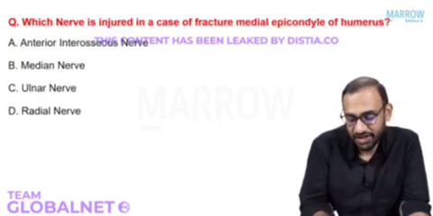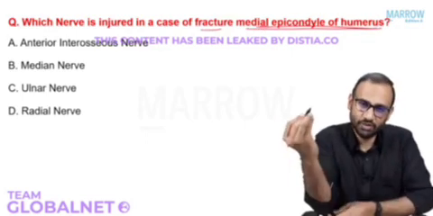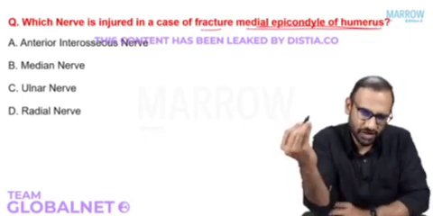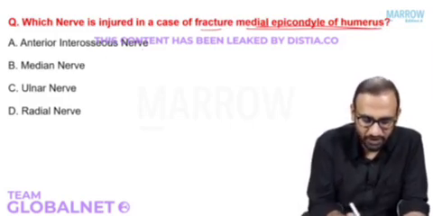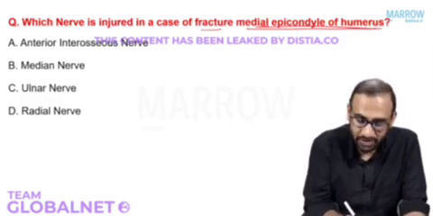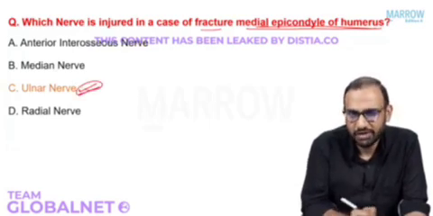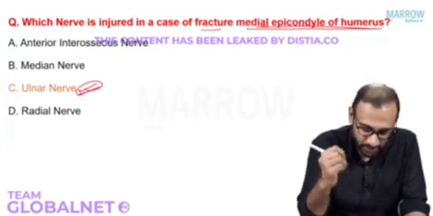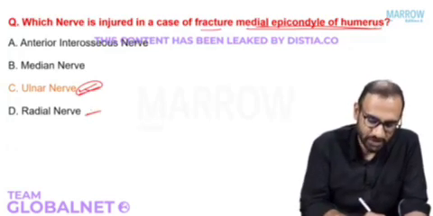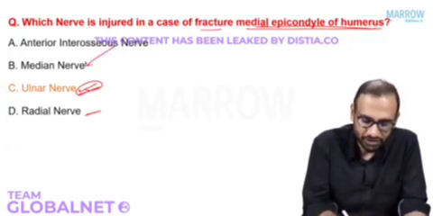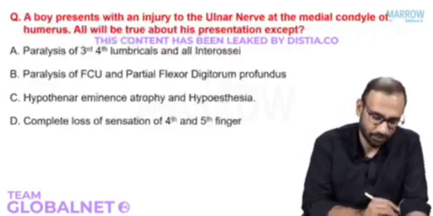Which nerve is injured in the case of fracture of the medial epicondyle of humerus? So medial epicondyle of the humerus will injure which nerve? Which nerve is in very close proximity to the medial condyle of the humerus? Is it the anterior interosseous nerve, median nerve, ulnar nerve or radial nerve? The answer is ulnar nerve. Please remember, just behind the medial condyle you have your cubital tunnel where there is ulnar nerve. Radial nerve will get injured in Holstein-Lewis fracture. Median nerve and anterior interosseous nerves will get injured in supracondylar humerus fracture.